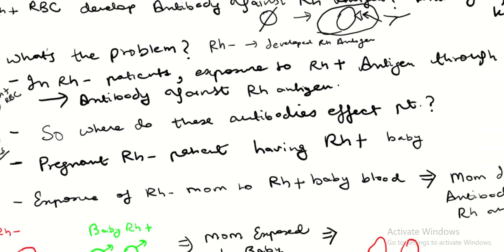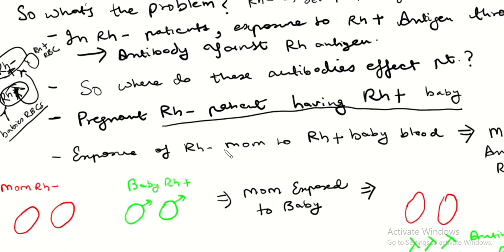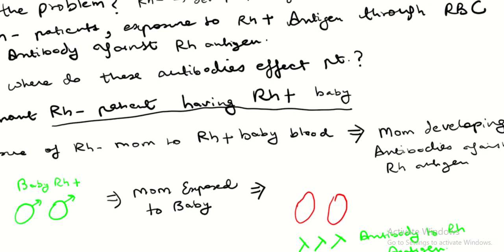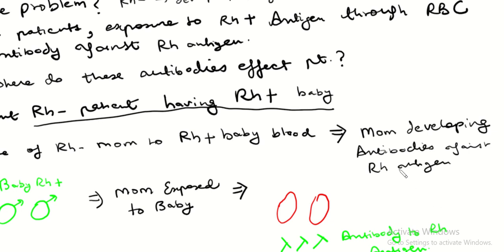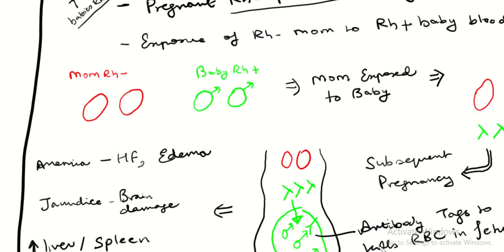So a pregnant Rh negative patient having an Rh positive baby, that's the problem. What happens is you have exposure of the Rh negative mom to Rh positive baby blood, and then mom develops antibodies against Rh antigen. Right? So here's mommy, and here's baby, and here's the placenta.